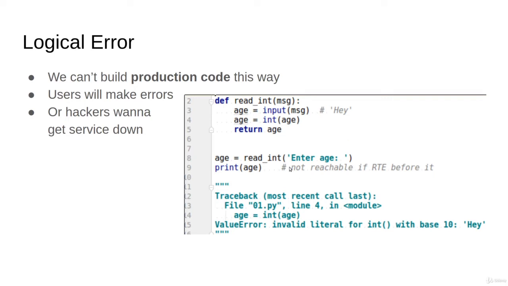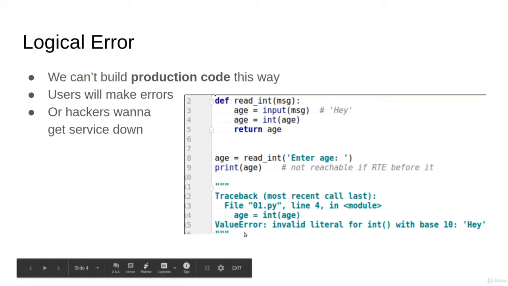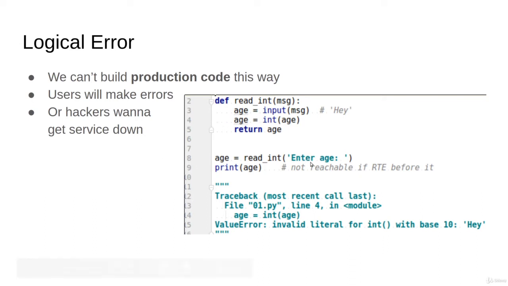In this code, we have a function read integer. It takes a message to print it, takes a string from the user, and casts it to integer. But the problem with this code is, if the user didn't enter an integer input, it's going to fail with a value error because we failed to cast or convert "hey" to a number. We don't write such code in production.